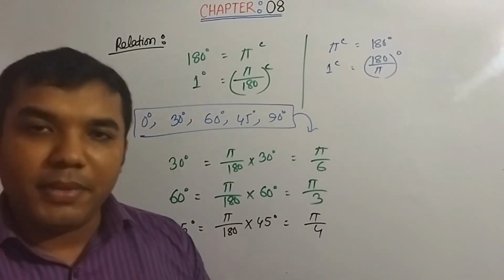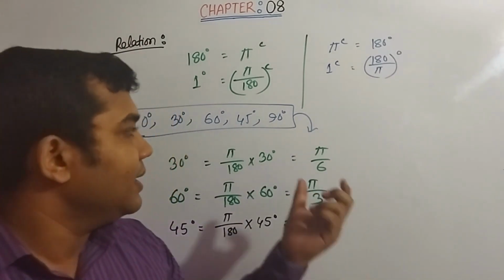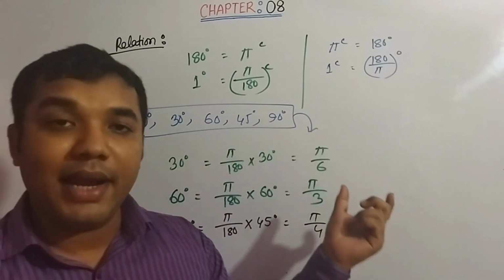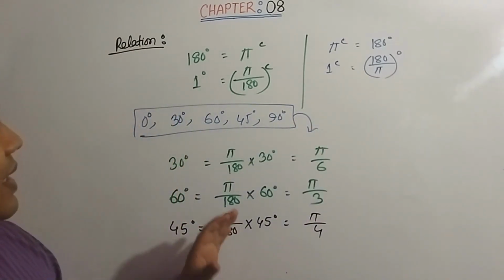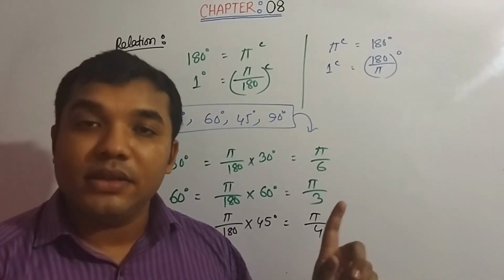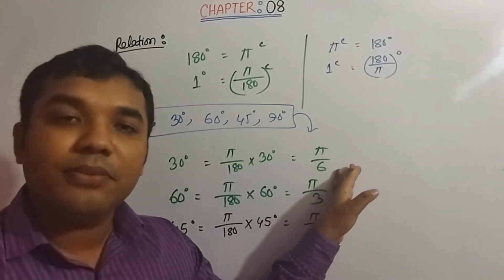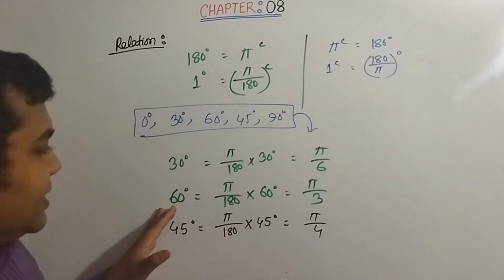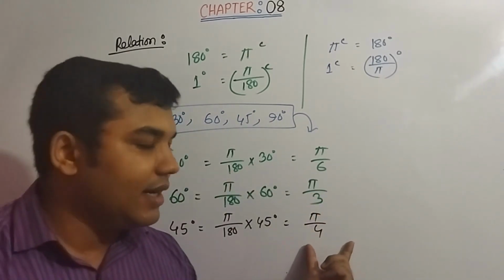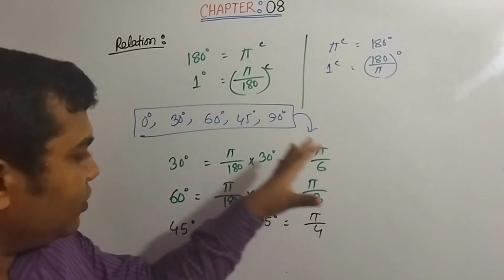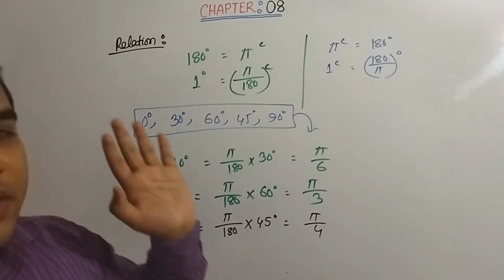So my dear students, in the mathematics section we already know that 0, 30, 60, 45 and 90 are very familiar angles for us. Now we are trying to focus on understanding the degree part into radian, that is the circular part. So 30 degree is pi by 6 in radian. 60 degree in radian is pi by 3. 45 degree in radian is pi by 4. So we can make any angle into radian by following these formats.